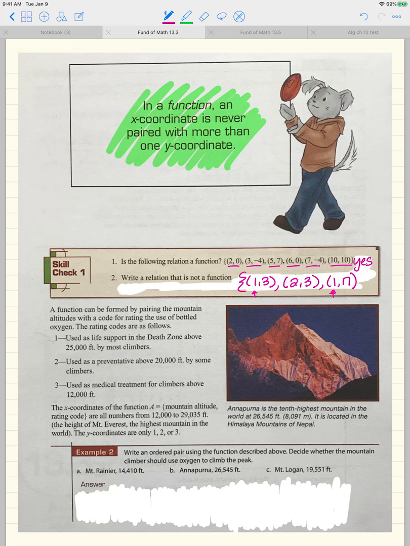The x coordinates of the function A, mountain altitude, rating code, are all numbers from 12,000 to 29,035 feet, which is the height of Mount Everest, the highest mountain in the world. The y coordinates are only 1, 2, or 3. Okay, so the x coordinates again are the altitude. The y coordinates are the codes, 1, 2, or 3.